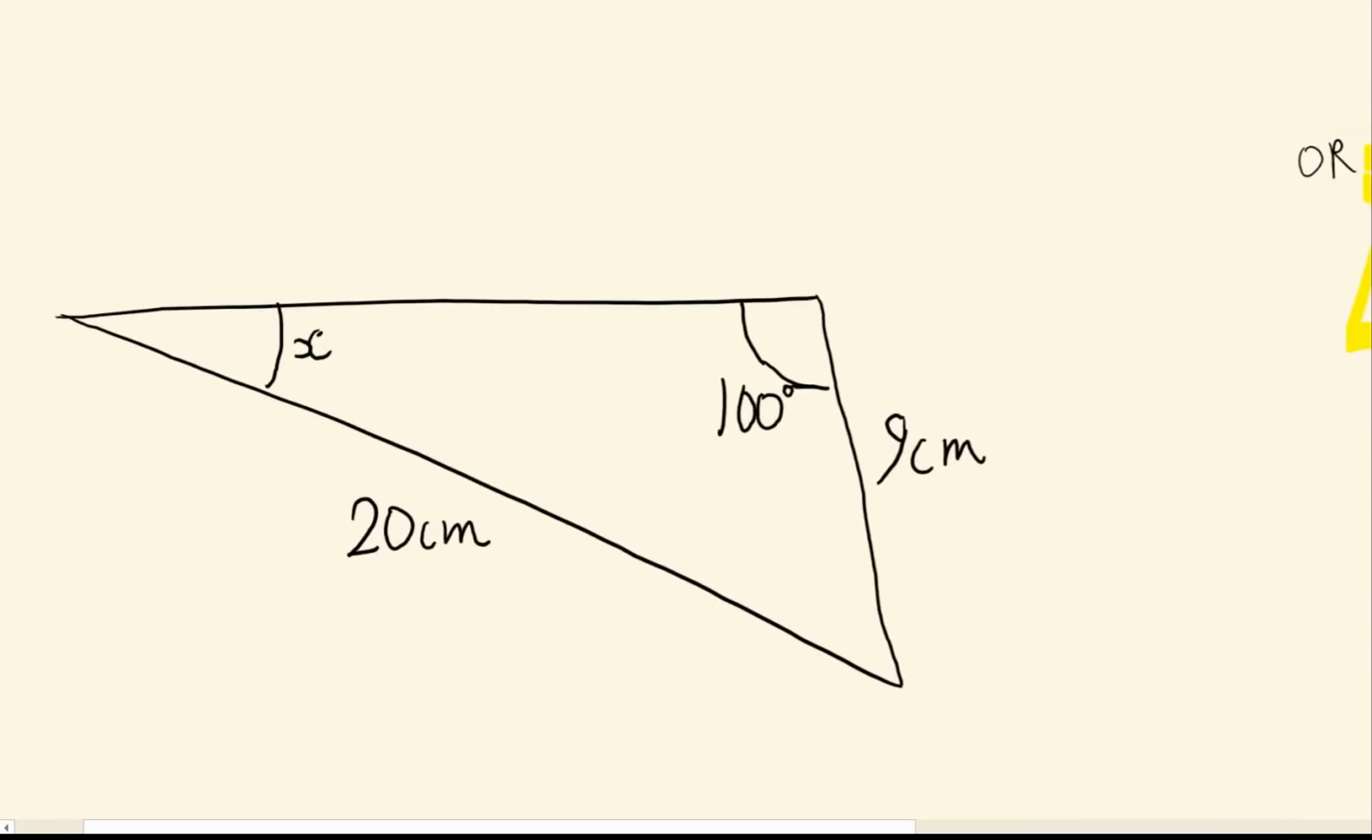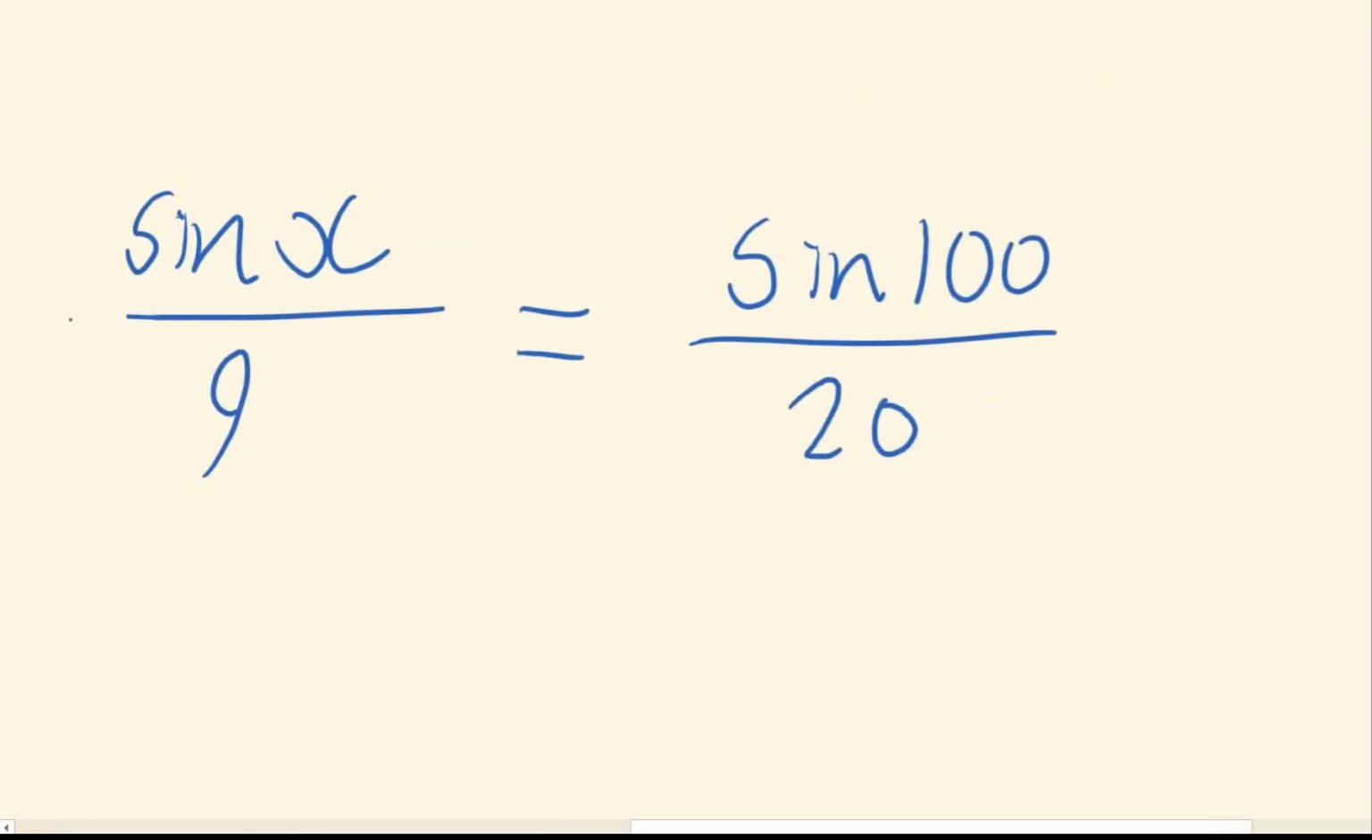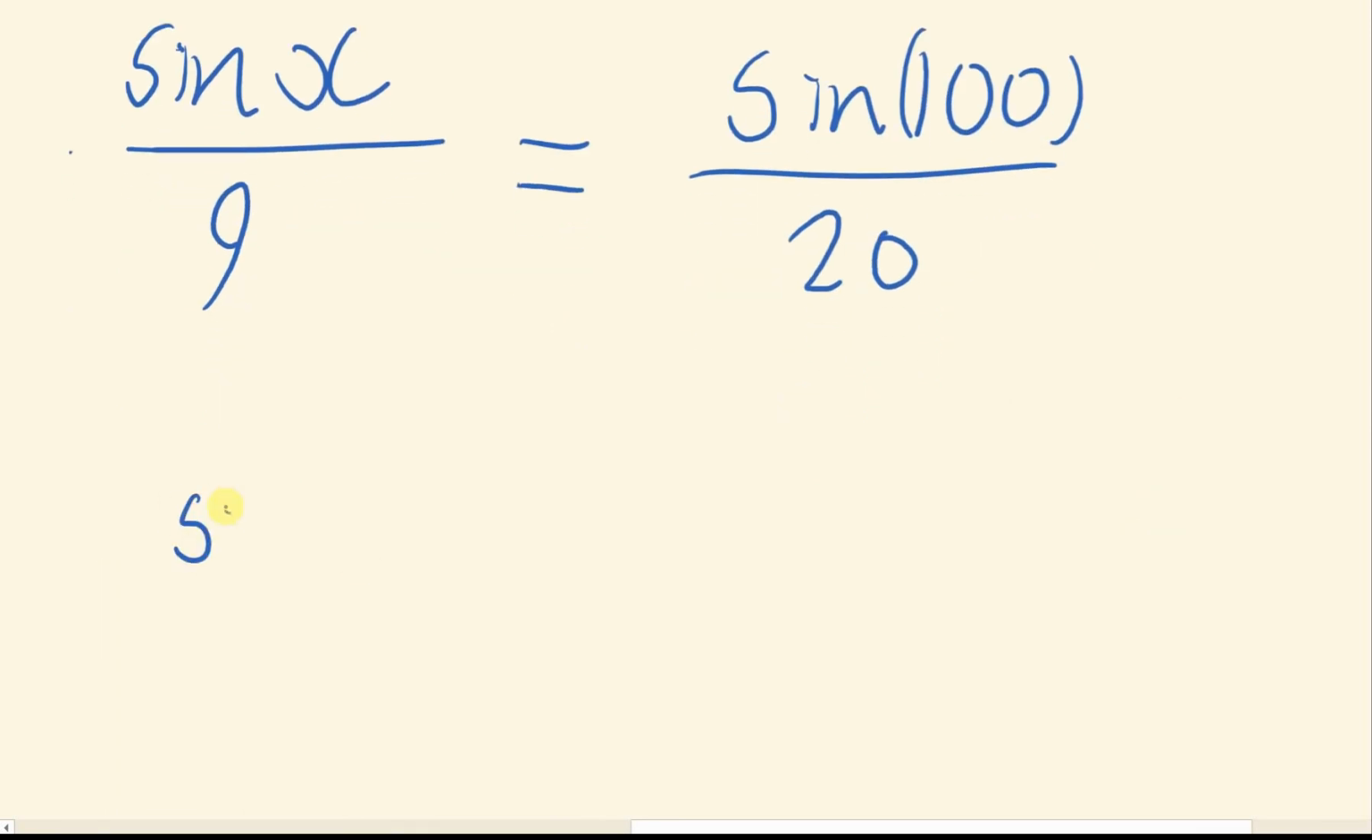Again, I'm going to label things. What you label doesn't really matter, as long as you make sure that each angle and length are opposite one another. So A and A, B and B. Then I'm going to plug everything into my formula. So sine x over 9 equals sine 100 over 20. Again, we have a divide by 9 here, and we should know the opposite of dividing by 9 is multiplying by 9. The effect that has is that it brings it up to the top of the other fraction.